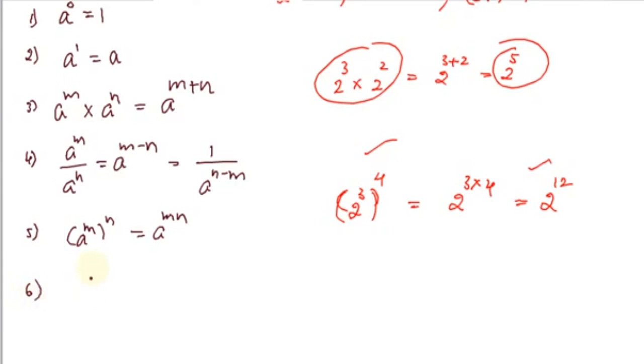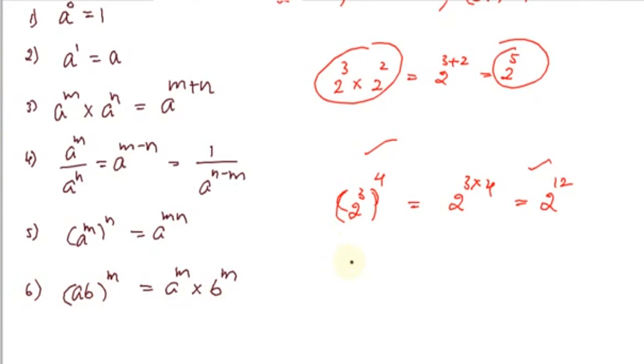Now take the sixth one. (a into b) whole to the power m is equal to a to the power m into b to the power m. If the same power is there and the base is the product of two numbers, we can split it. We can split this power m for a as well as for b: a power m into b power m.